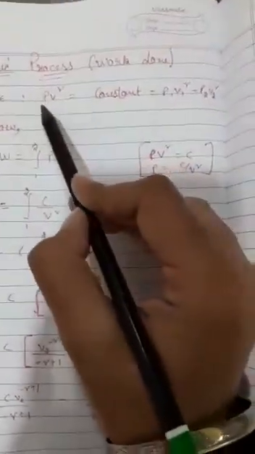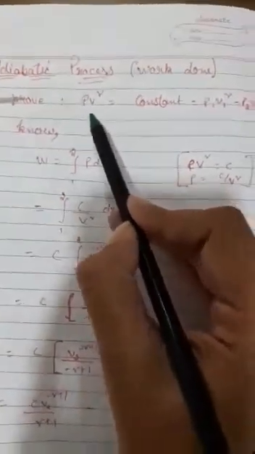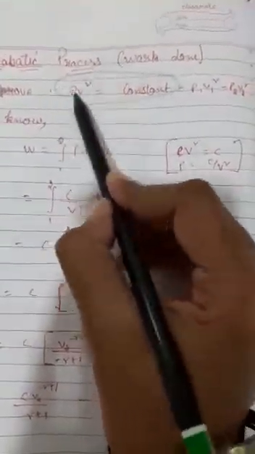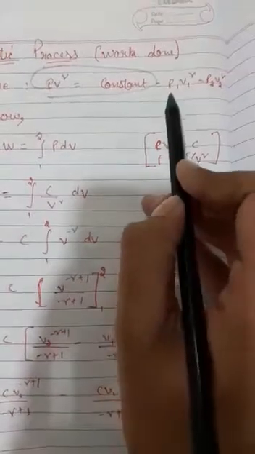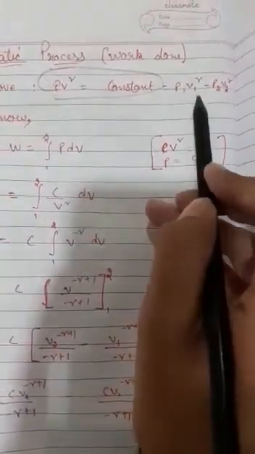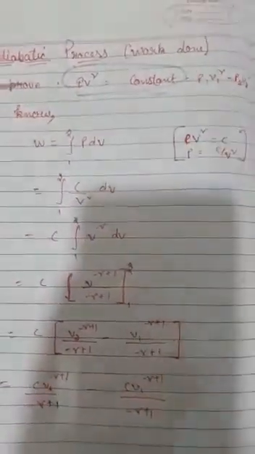We know that PV^γ is equal to constant. PV^γ is equal to constant. This is our adiabatic equation. I can write this also as P1 V1^γ is equal to P2 V2^γ, because these are constant.